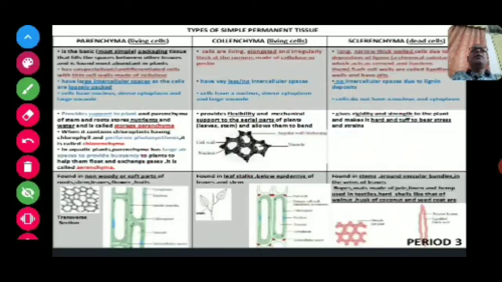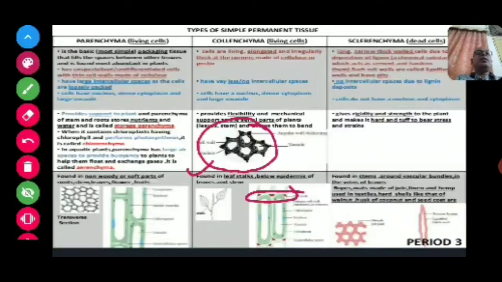Now you can understand these topics very well by this simple diagram. This is the transverse section of parenchymatous tissue. It is found in the non-woody or soft portion of the stem, root, leaves, flower and fruit, and they are called parenchymatous tissue. While the collenchymatous tissue is mostly present in the leaf stalks, below the epidermis of the stems and leaves, and there is no space between the cells.